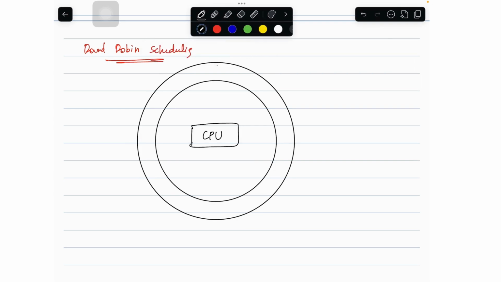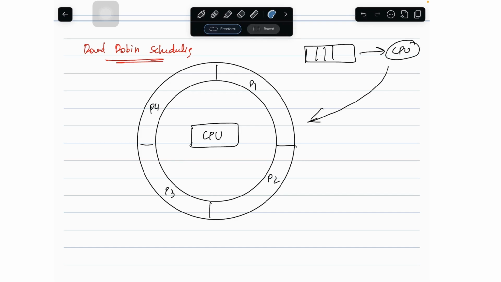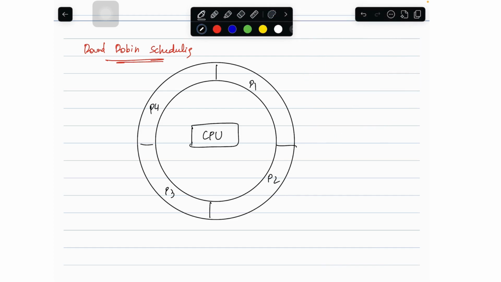Okay, so let's say there are P1, P2, P3, P4. Basically there is this ready queue and there is the CPU. So this format I'm changing into this. That's it. Because the ready queue, which is a queue, now becomes a circular linked list.